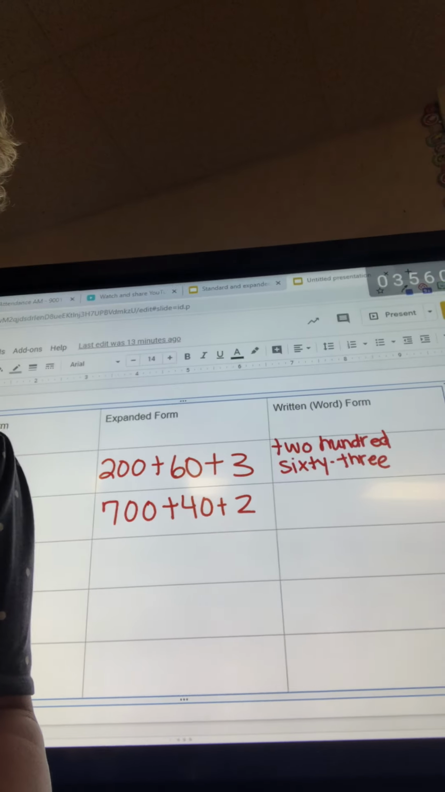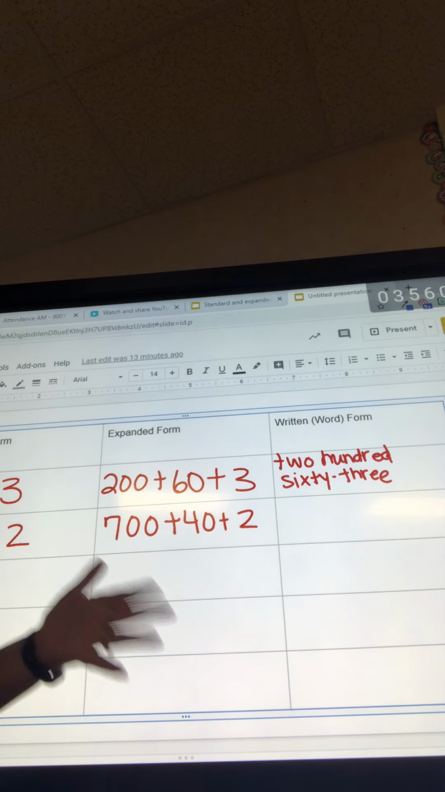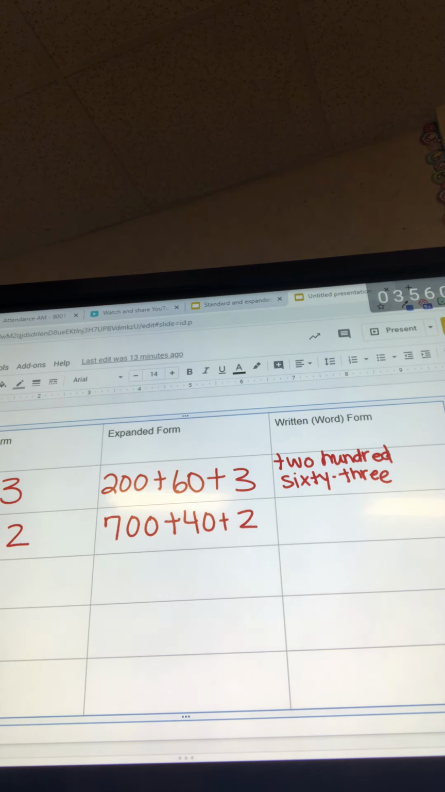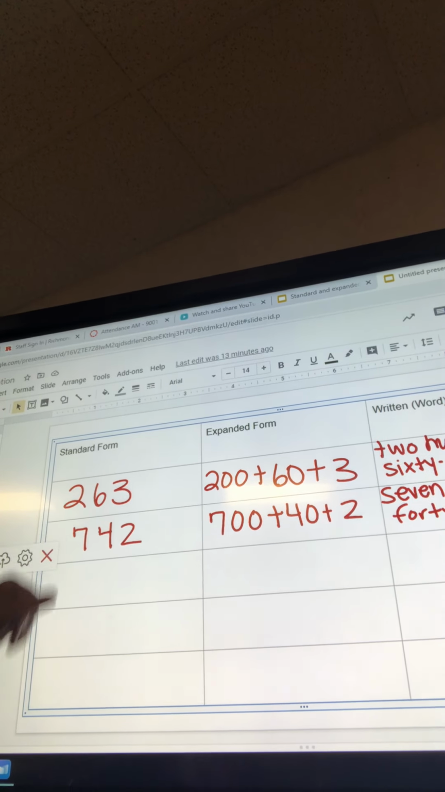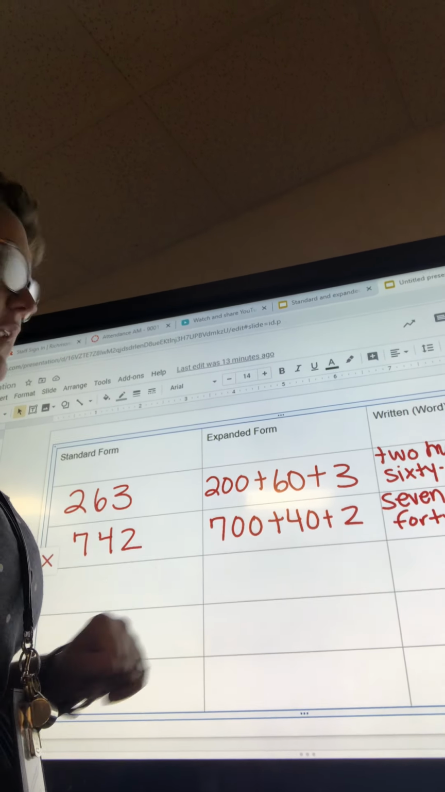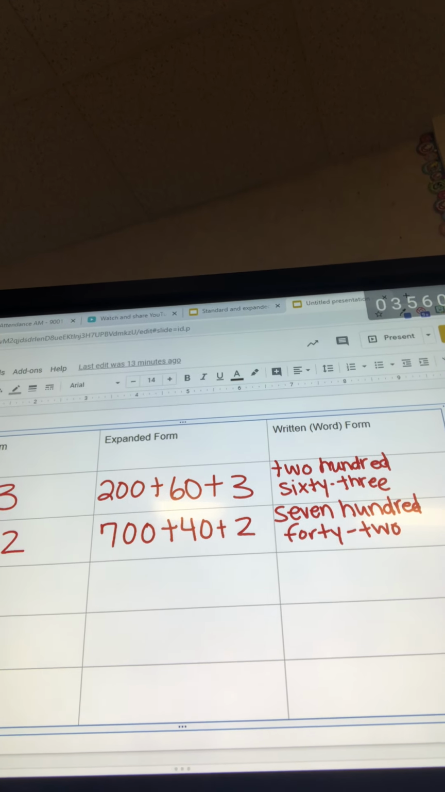So again, we're going to take a look at the written part. 742. We're going to write it just like we say it. We're not going to add that word and in there. We're going to say 700 40 hyphen 2. So I was able to represent this number in 3 ways. 742 in standard form, 742 in expanded form, 742 in written form.